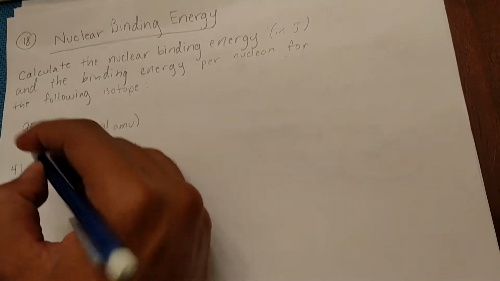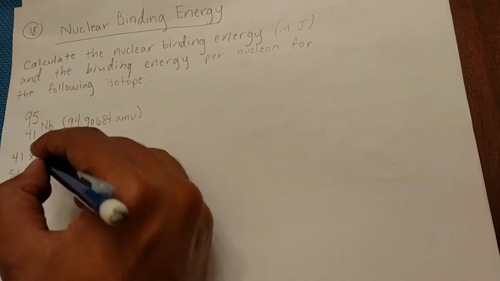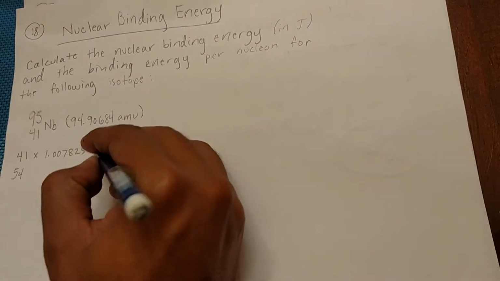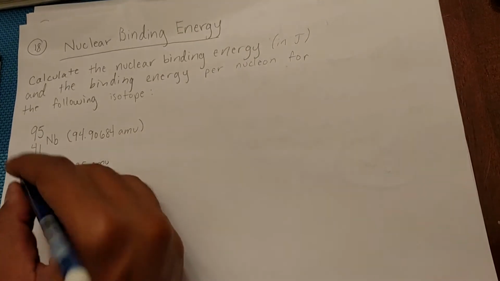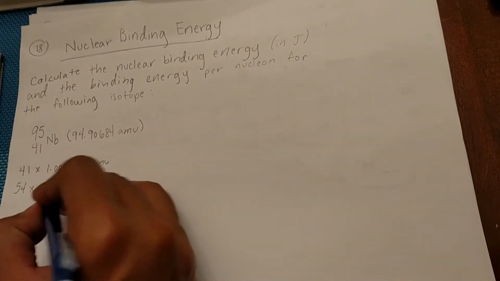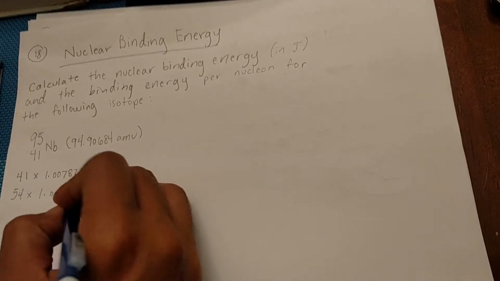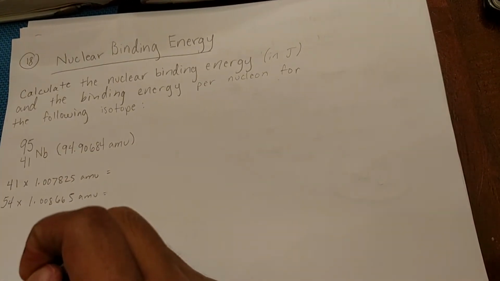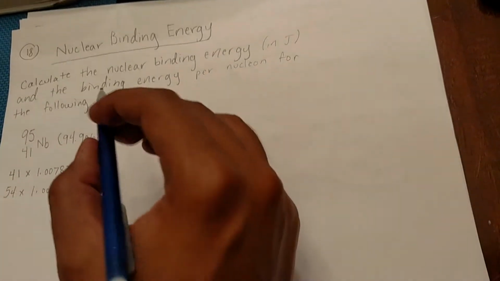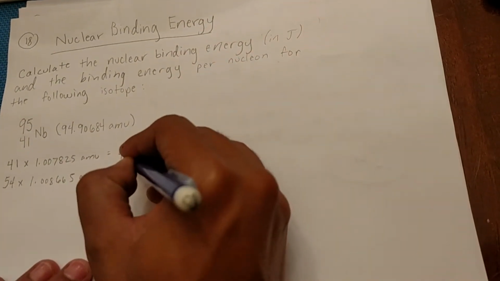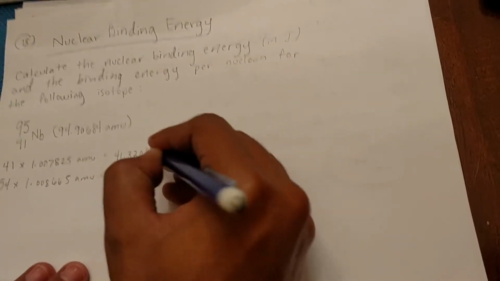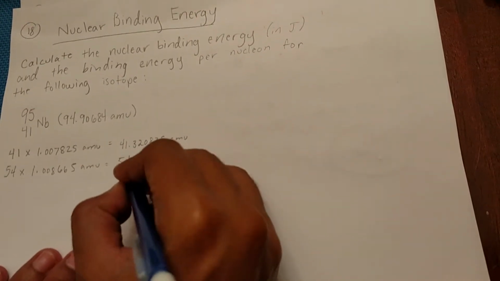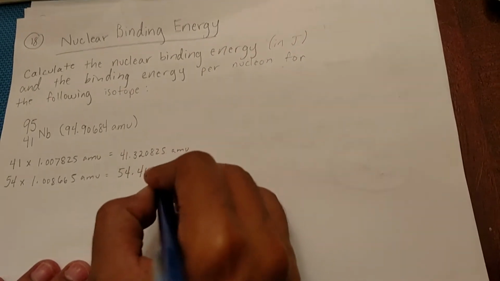We know that the mass of a proton, in AMU, is 1.007825 AMU, and the mass of a neutron is 1.008665 AMU. You can calculate those real quick in your calculator, and you get 41.320825 AMU and 54.46791 AMU.